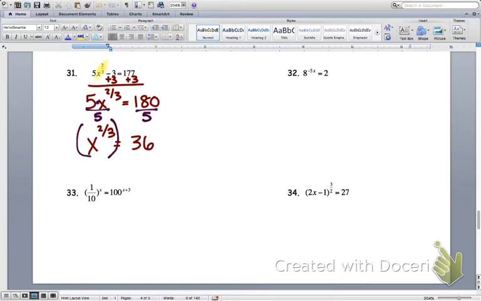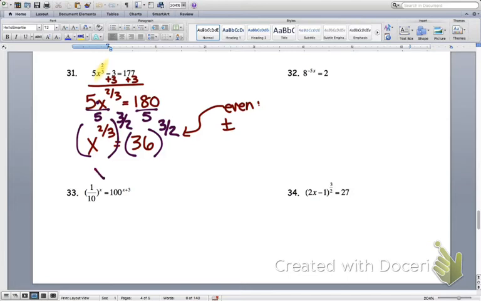Now we can do the reciprocal power. The reciprocal of 2/3 is 3/2. But we have to be really careful because remember, when we get an even number in the denominator, we have to think about plus or minus. It only happens when you take the reciprocal power and there's an even number in the denominator.